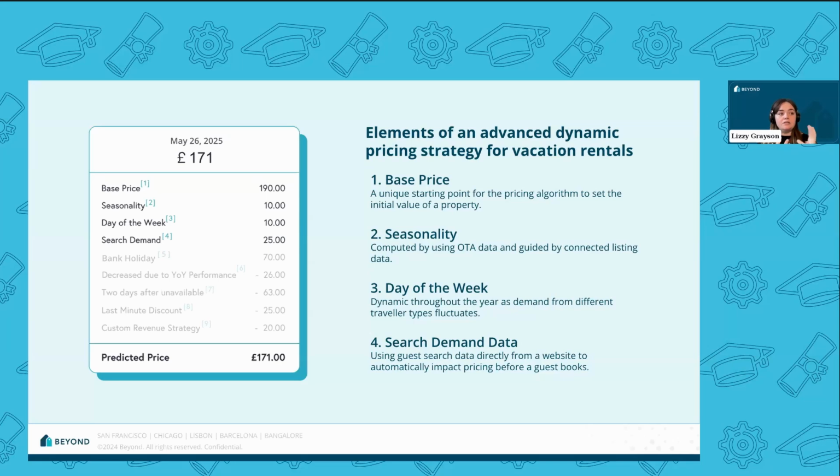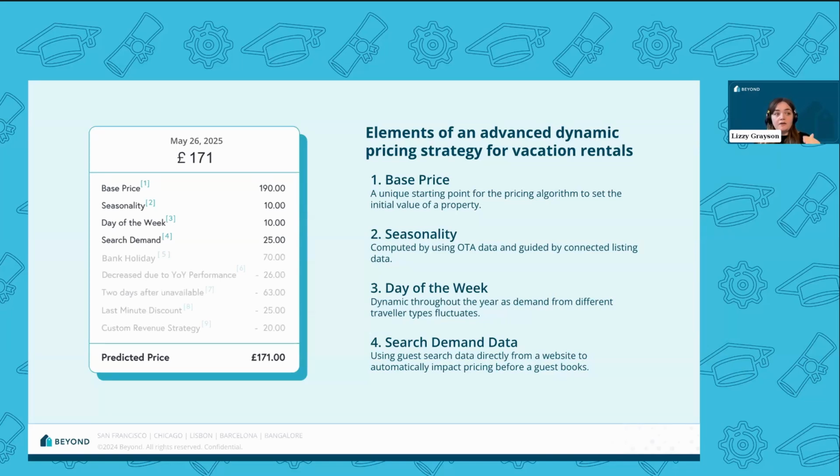So the first thing that we can see at the top is the base price. And that's representing the inherent value of this property. And it's the main control for dynamic pricing strategies. It can be adjusted maybe a few times in the year according to the booking performance of the property. But it's really the starting point before all the different demand factors kick in.